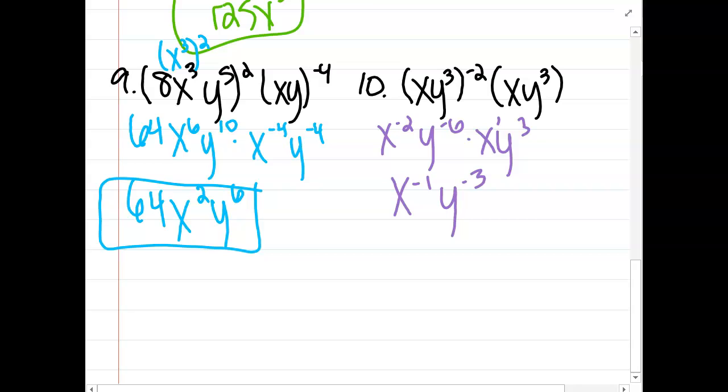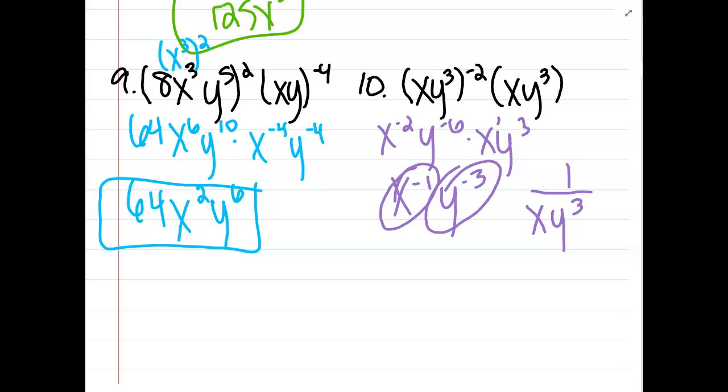Now, sometimes it is unavoidable. I do have negative exponents now. I can't have x to the negative 1st or y to the negative 3rd. Both of those are going to need to be moved to be 1 over xy cubed. If you want to write x to the 1st, no problem. You don't have to, doesn't matter either way. Okay, couple more.